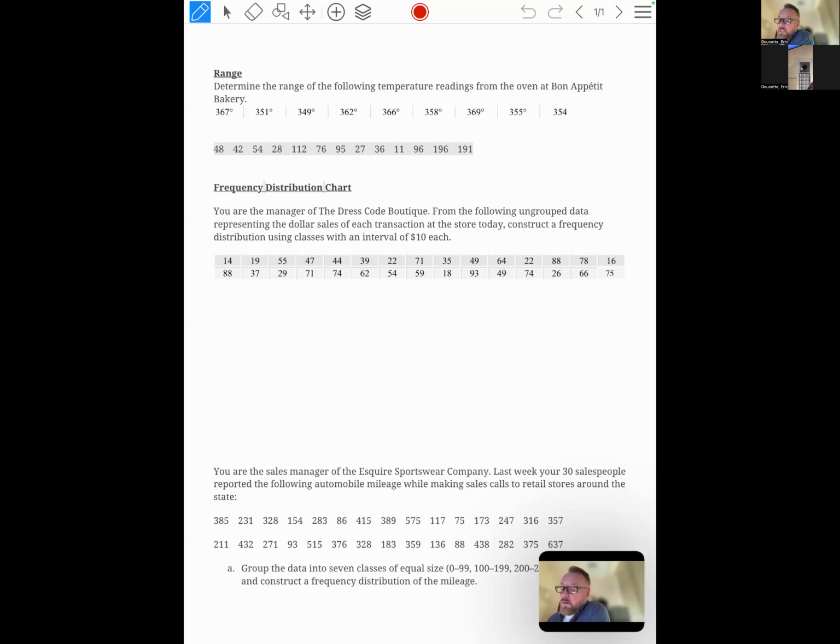Anyway, the range, all you do is find the difference between the highest and lowest number. So in this case, our highest number in this data set looks like 369. And then it looks like our lowest is 349. Am I right on that? 369 minus 349 equals 20.